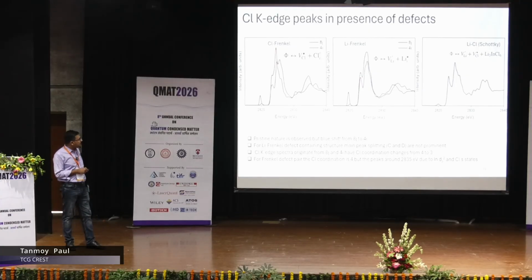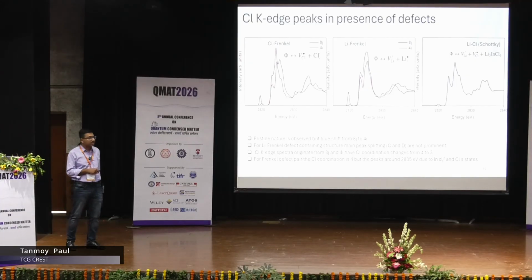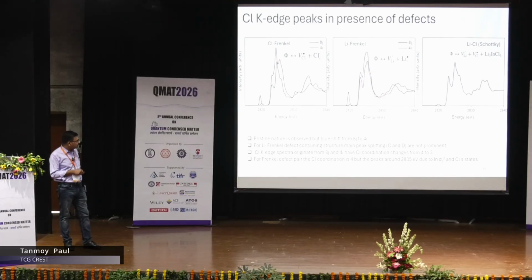So what we see here is that for both cases, at the higher energy value, we have a small shift. We checked that minutely and found that although the pristine nature is maintained, there is a blue shift. And for the lithium Frenkel defect, the main peak splitting is between C and D, as we mentioned earlier, in this regime, and the Cl K spectra originally 8J and 4J.